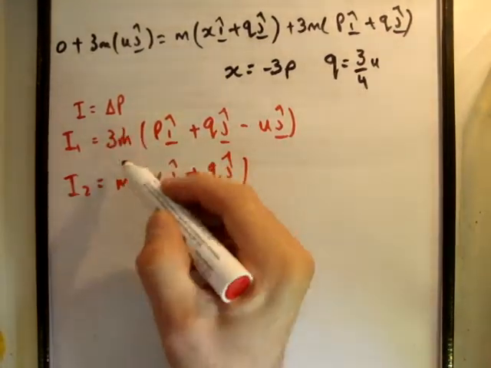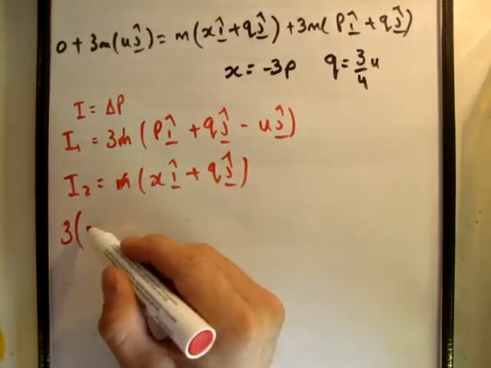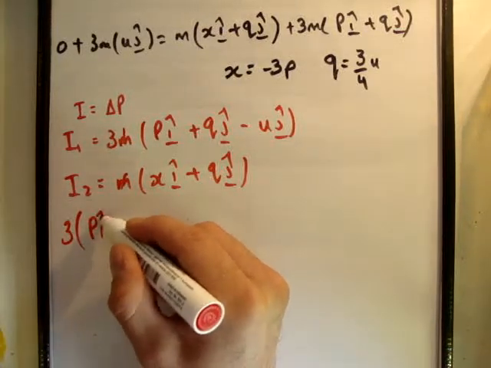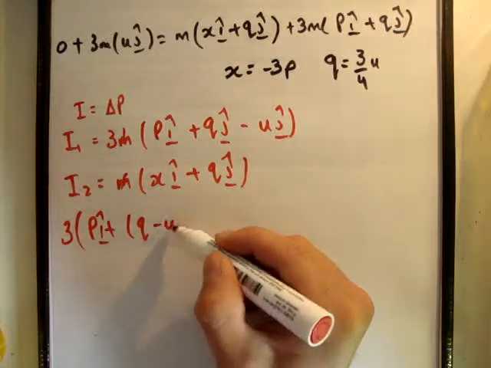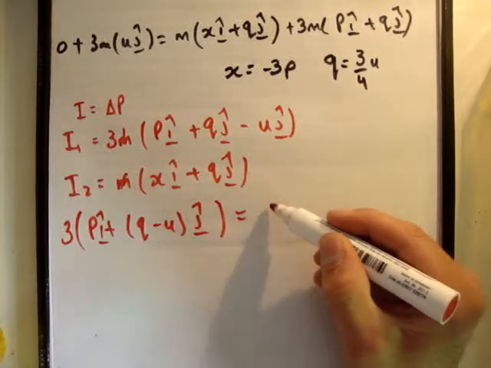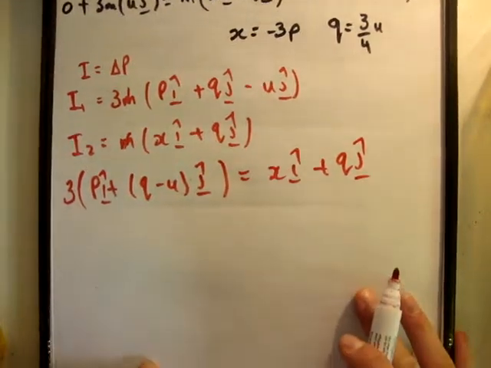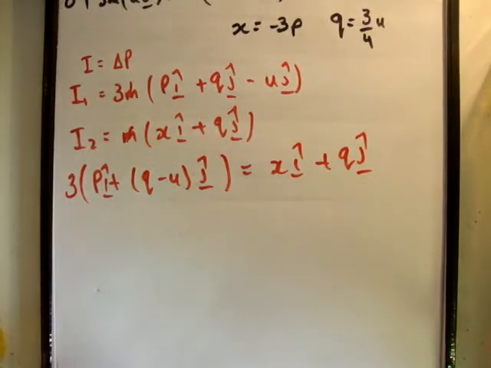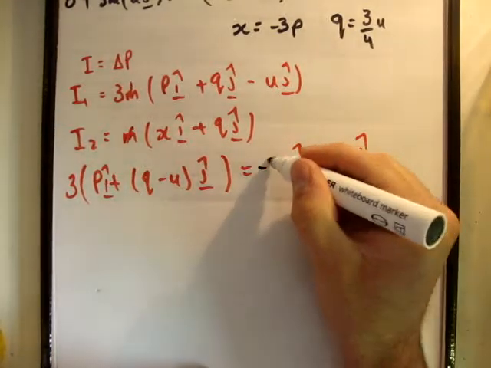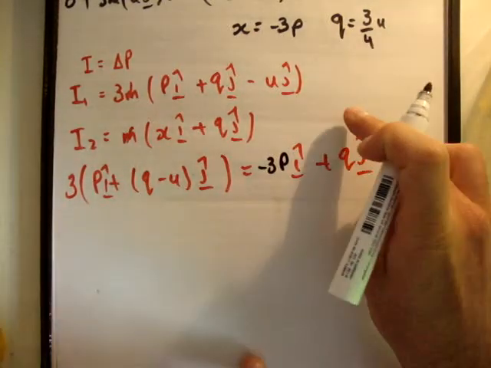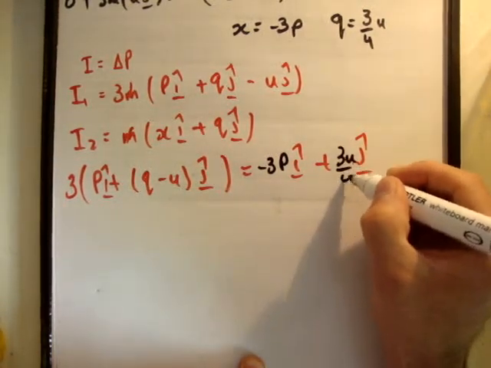So let's just do that. Of course the m's are going to cancel. So we're going to get 3 outside of (p i hat plus (q minus u) j hat) is equal to x i hat plus q j hat. The next thing I'm going to do is substitute in values which we've already worked out. We know that x is equal to negative 3p. So I'm going to call this negative 3p. We know that q is equal to 3/4 u.